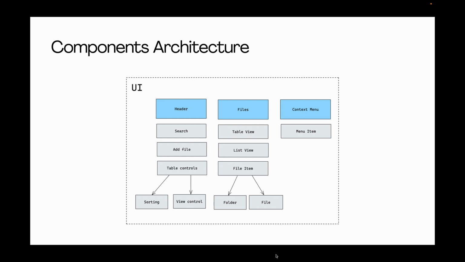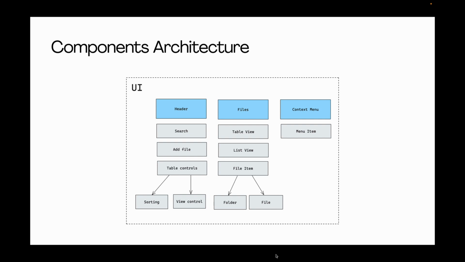Files is a grid of files or representation of users' files. It may be in two different views, table view or list view. The file item is the smallest unit of our grid. It might be folder or file. Context menu is a list of available features for a particular file or folder. For example, rename file or delete it or move to the folder. The menu is usually available by clicking on the right mouse button.